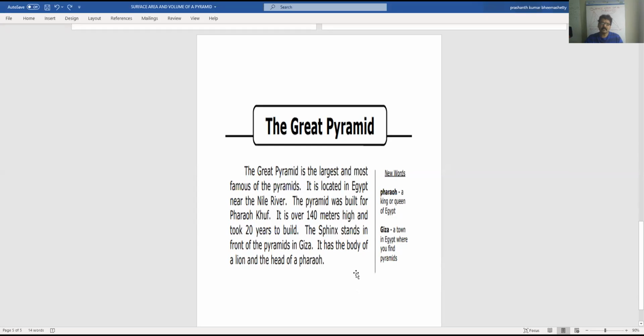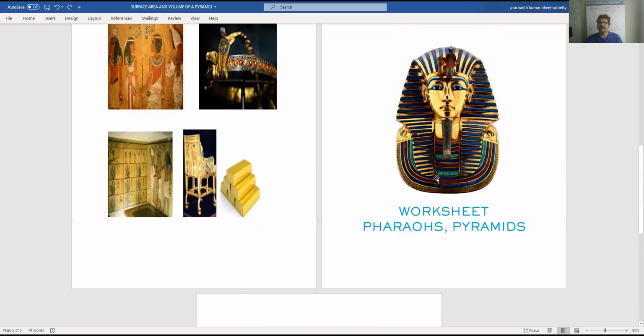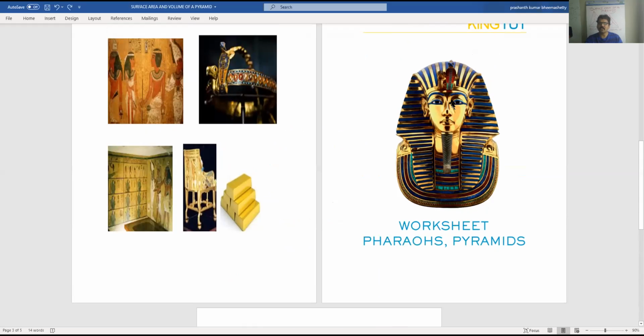The Sphinx stands in front of the pyramids in Giza. It has the body of a lion and the head of a pharaoh. So this is what is called the Sphinx. It's placed right in front of the pyramid.